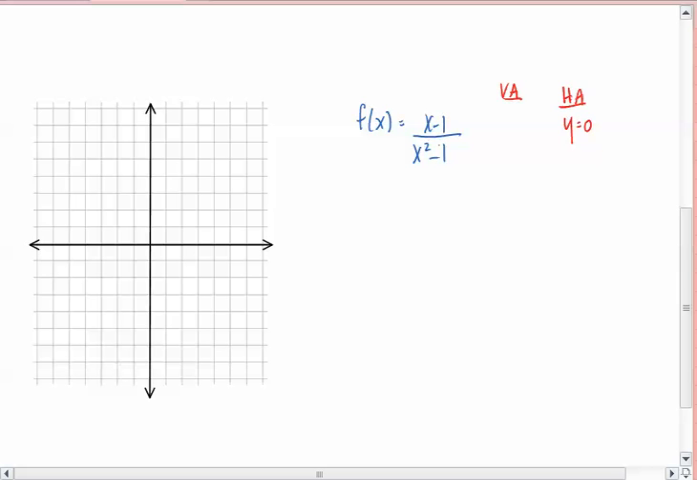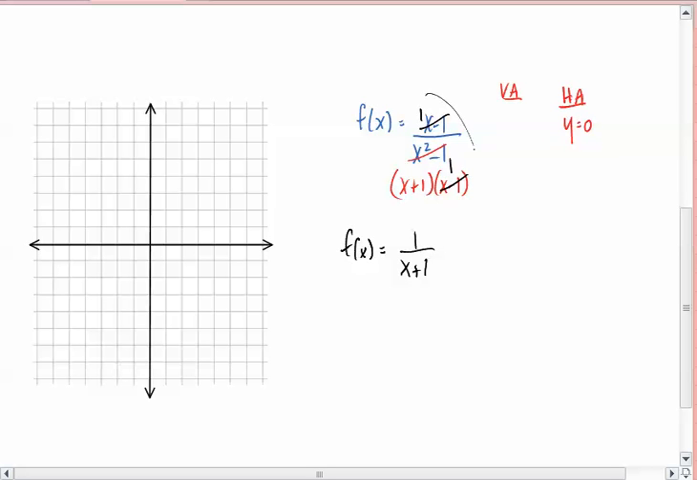For the vertical asymptote, I want to factor, make sure I factor everything, and then I want to cancel any factors above and below. That goes in there once, that goes in there once. So really what I have is a function that's really just this. That's what the function really is, the reduced version of it. So that's what I'm going to be working with for the rest of this.